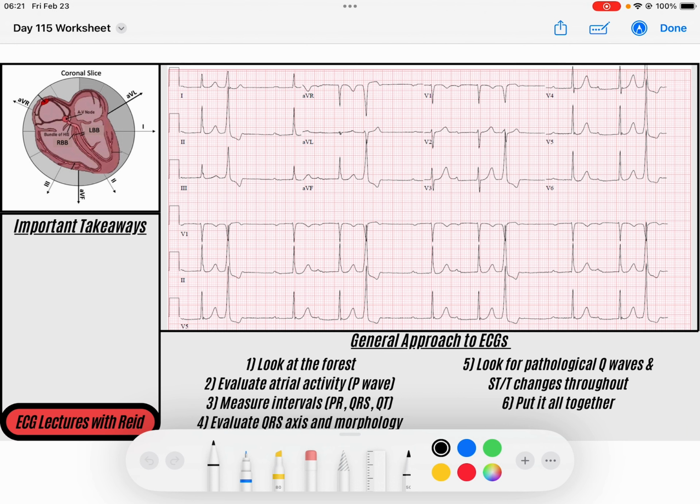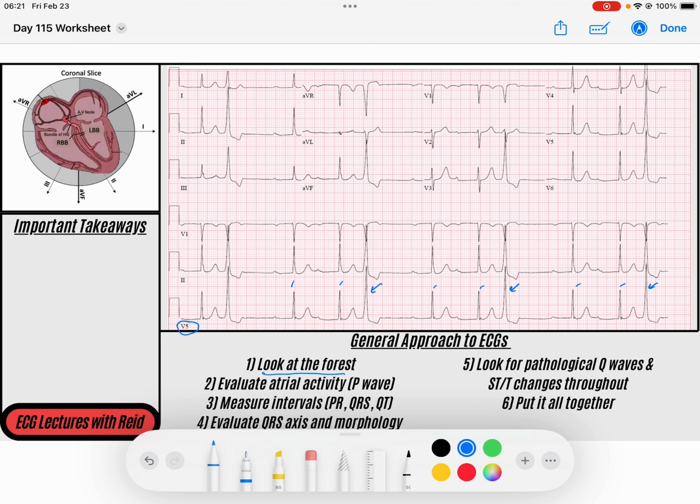So let's get started. This is a really cool ECG. I'm really excited that I came across this one. Let's start off by looking at the forest. The trees of the forest are my QRS complexes. If I start down here in V5, you notice that we've got this pattern where we have narrow, narrow, wide, narrow, narrow, wide, narrow, narrow, wide. So we've got this pretty regular pattern. This is a very irregular rhythm, but it has a regular pattern to it.